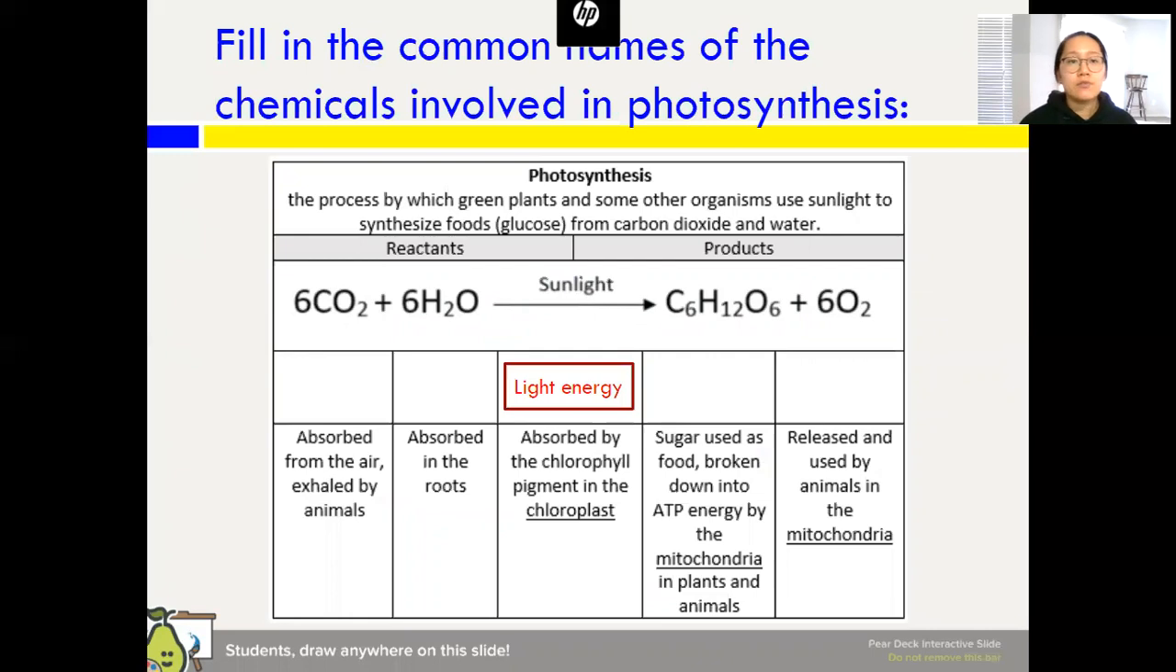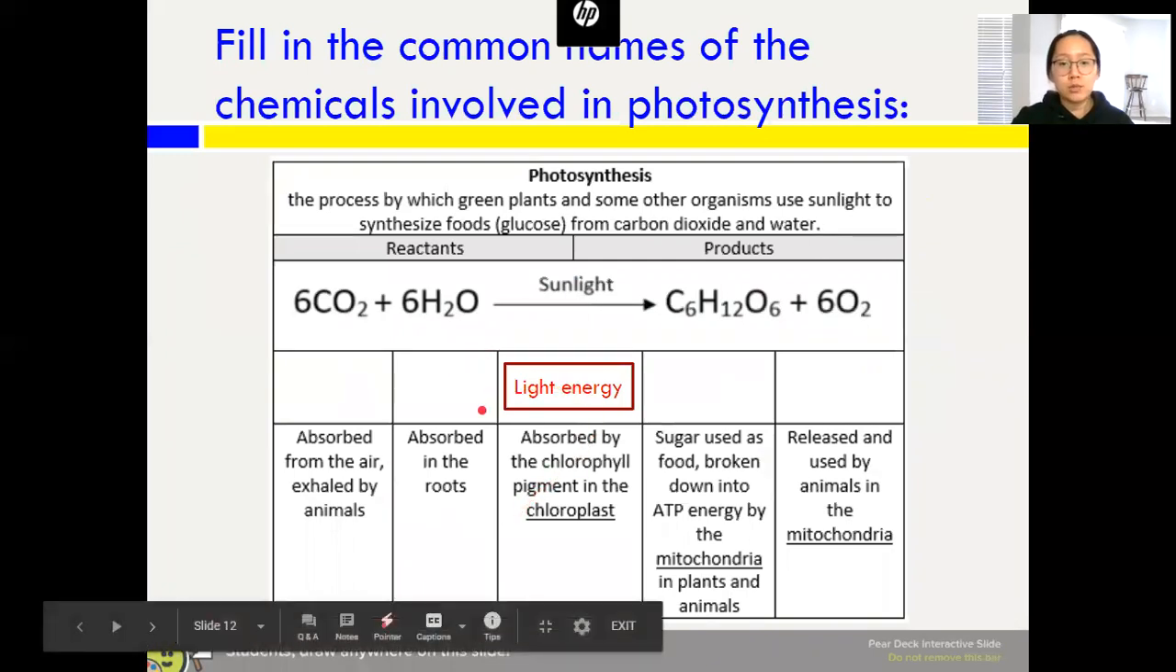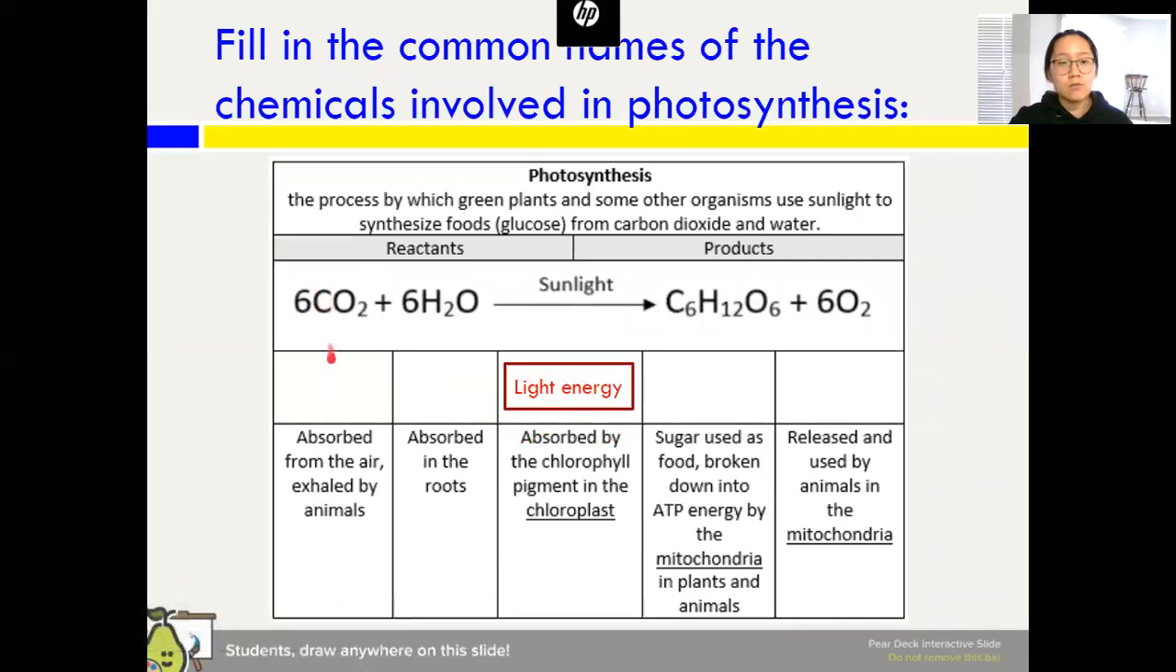So I'm going to ask that you fill in the common names of the chemicals involved in photosynthesis. You can use a drawing tool if you want to, or I would highly suggest drawing text boxes. For example, where I drew the light energy text box right here, and type in the name of each of these reactants and of each of these products. So go ahead and pause and do that. Take a quick look across the diagram for a summary of what photosynthesis is. So as you pause, go ahead and do that.